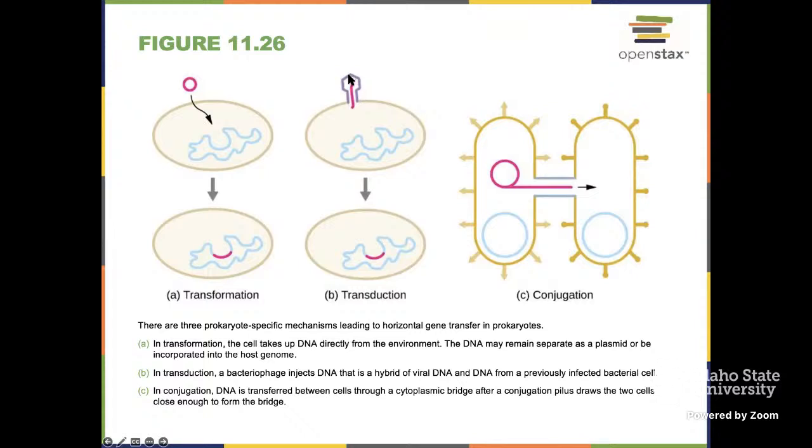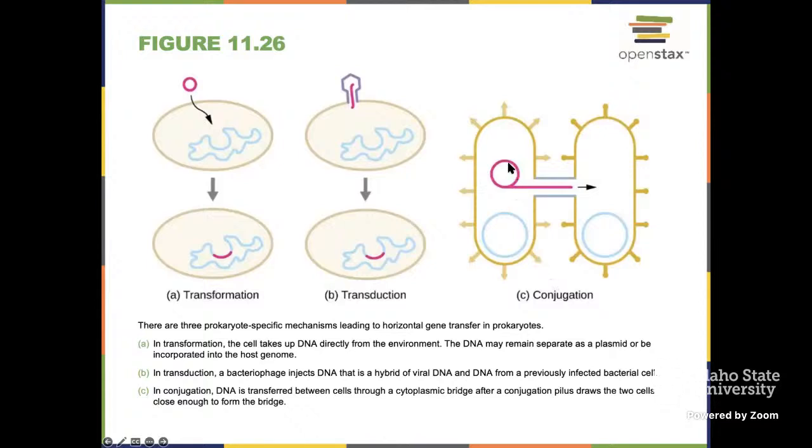Transduction uses a virus, so that virus harbors genetic material, and potentially some of that genetic material is actual bacterial chromosome, allowing it to get into the chromosome of a new cell, and now you've got extra information that you didn't have before. Lastly is the conjugation.